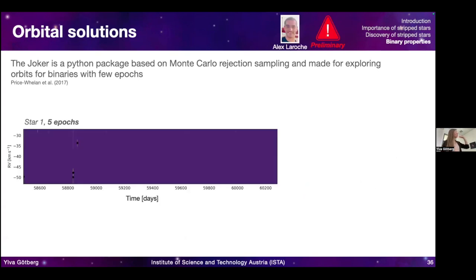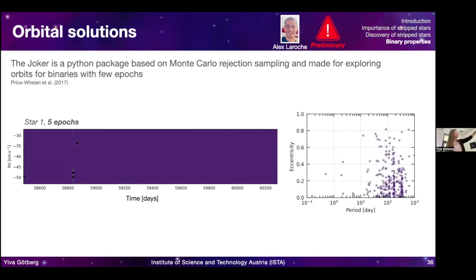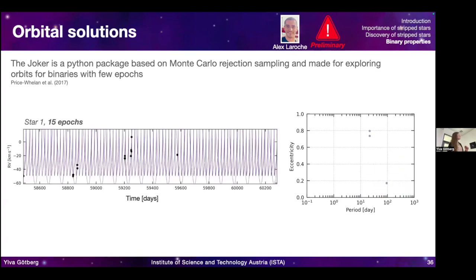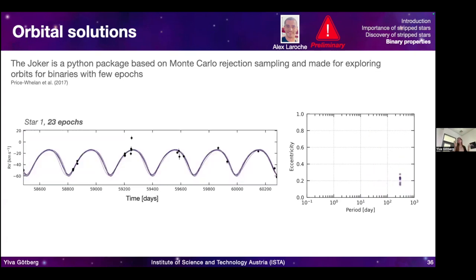So to give you an idea of how it looks, here we have the time we observe the stars and the radial velocity of star 1 in this case. This is with 5 epochs. So we have not rejected very many orbits. It's completely purple here. This is how the eccentricity-period diagram looks for those orbits. So it's in the longer period range, but we don't know exactly. With 7 epochs, you constrain a little bit more, 10, 15, and thereafter about 20 plus epochs was what we needed to constrain this orbit.